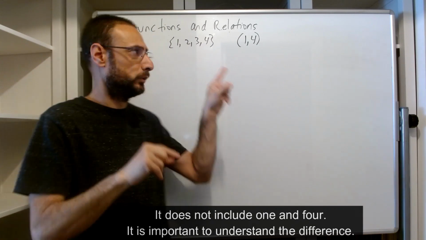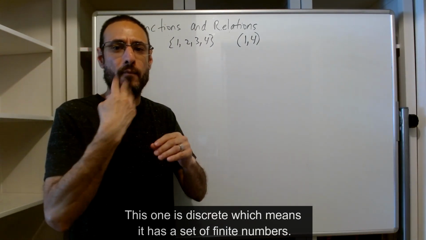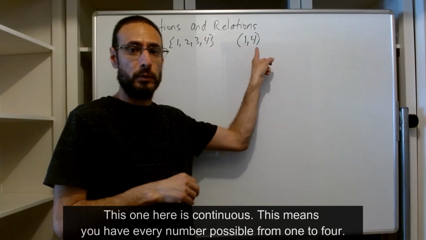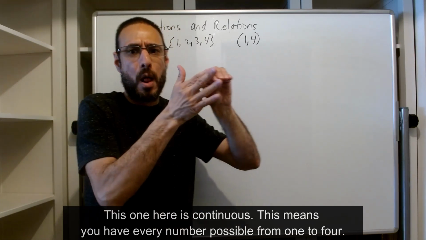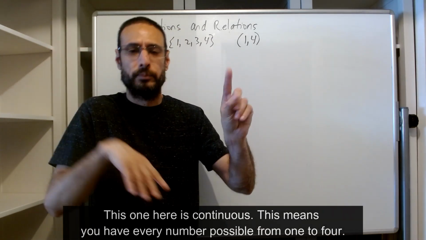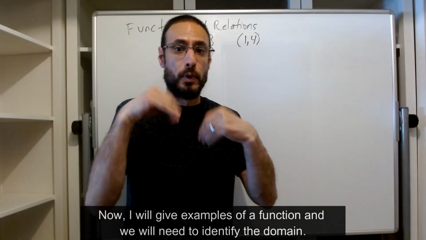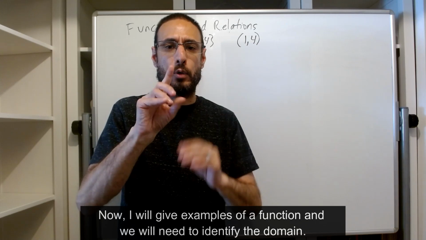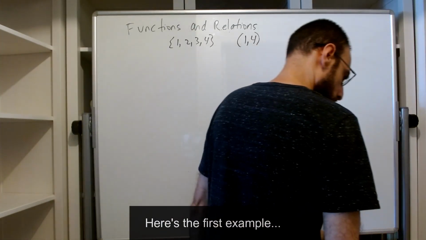It is important to understand the difference. This one is discrete, which means it has a set of finite numbers. This one here is continuous. This means you have every number possible from 1 to 4. Now, I will give examples of a function and we will need to identify the domain. Here's the first example.